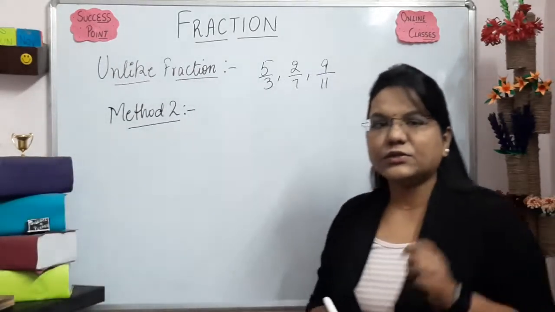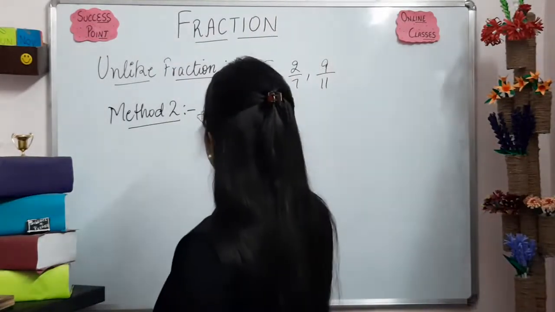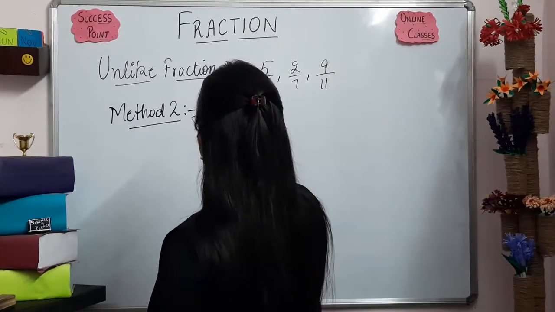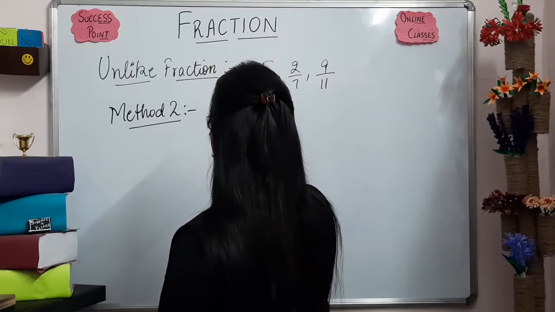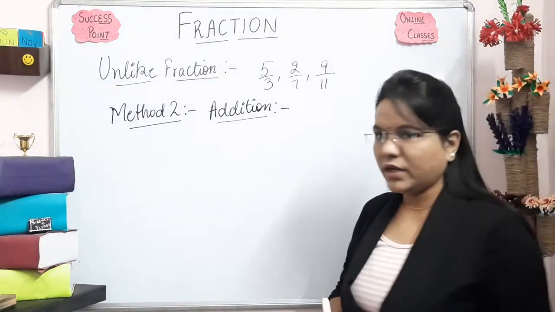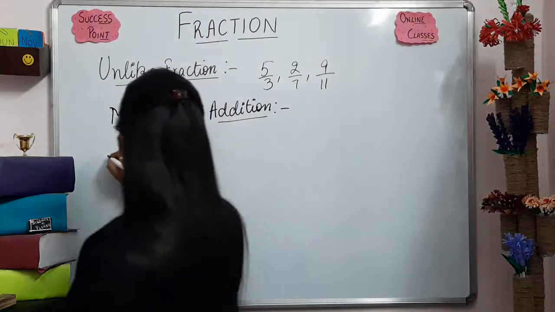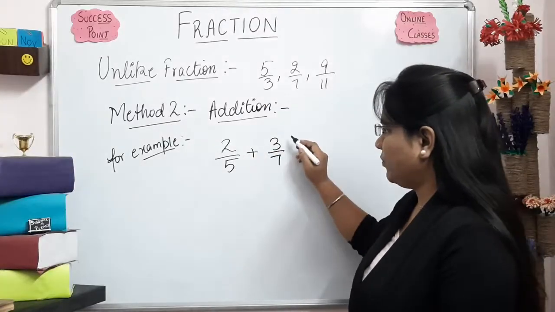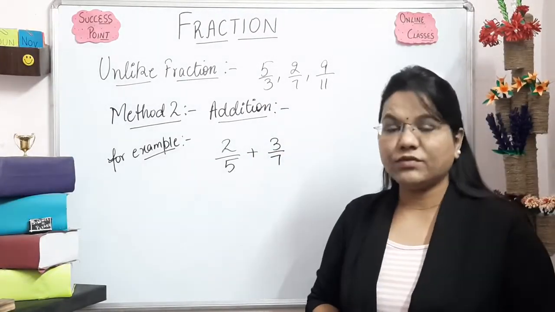Okay, so method number 2. We will start with the first operation, that is addition. We are going to start with addition first. Okay? So let's take an example: 2 by 5 plus 3 by 7. So what do we have to do in this?